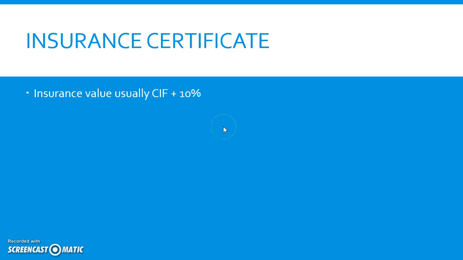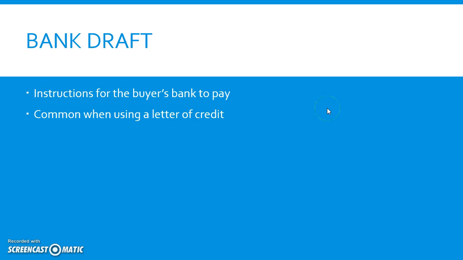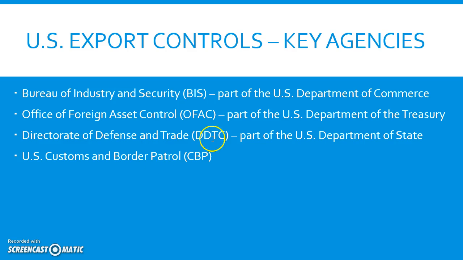Last week, we heard from Dave Jordan, the freight forwarder, and he told us that insurance value is usually CIF plus 10%. So that's a good rule of thumb to keep in mind. The bank draft are the instructions for the buyer's bank to pay, and they're common when using a letter of credit. There are a number of U.S. agencies that are involved in export controls.